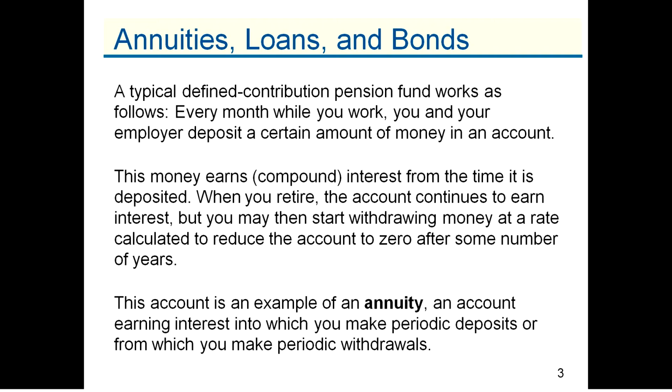A typical defined contribution pension fund works as follows. Every month while you work, you and your employer both deposit some amount of money into an account. The money is earning compound interest from the time it's deposited until you retire. The account continues to earn interest, but you are now receiving money out of the account. So it's a reducing amount. As you continue through the years and you're receiving more and more money, the principal value is being decreased with every payment out to you.